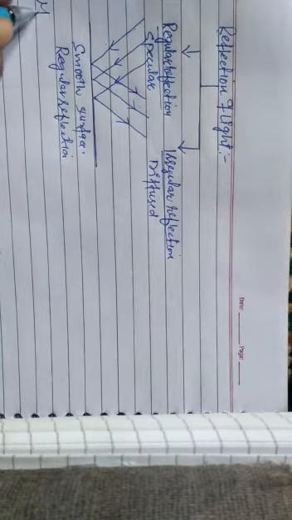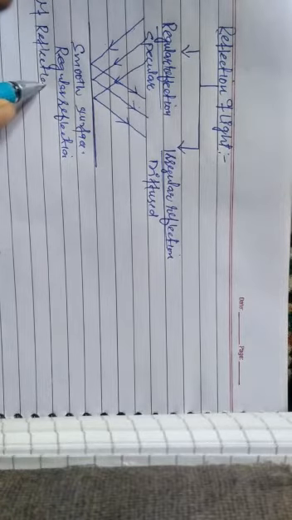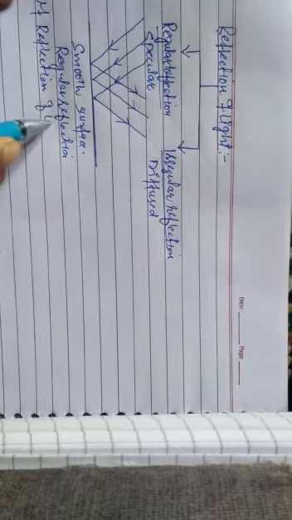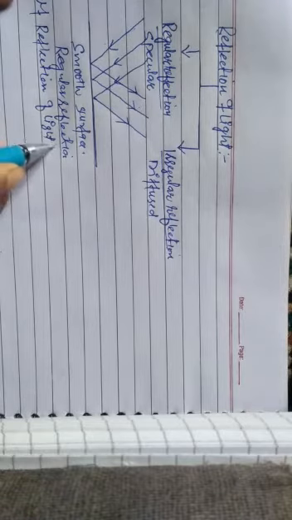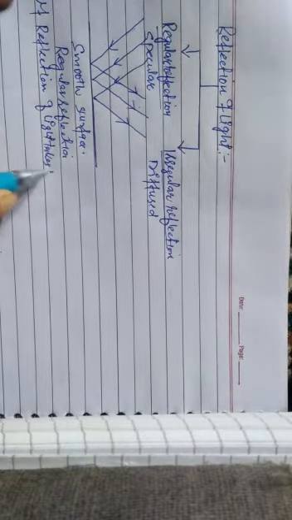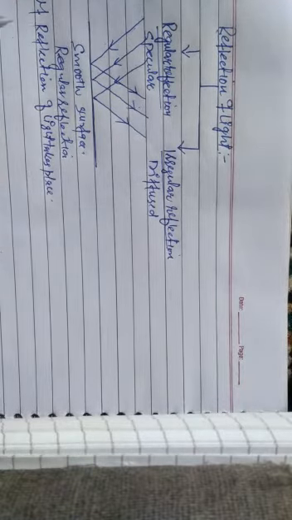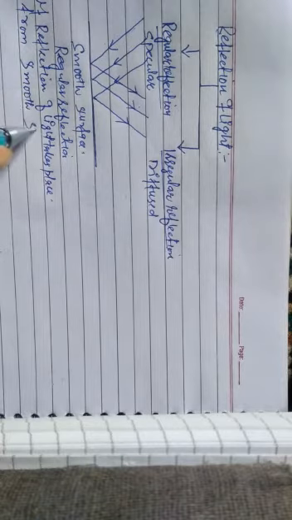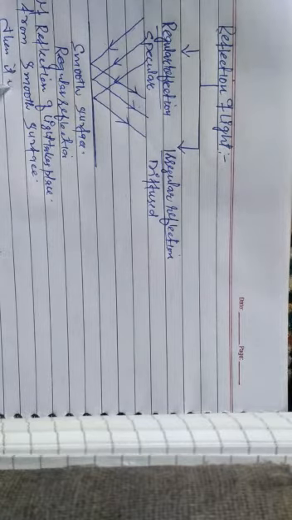If a reflection of light takes place from a smooth surface, then it is called regular reflection.